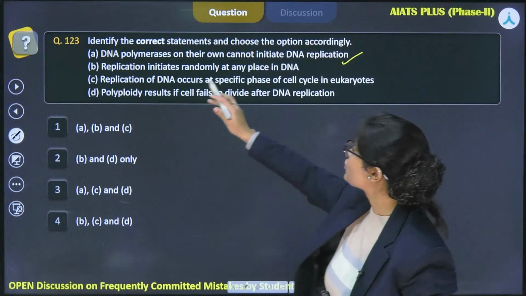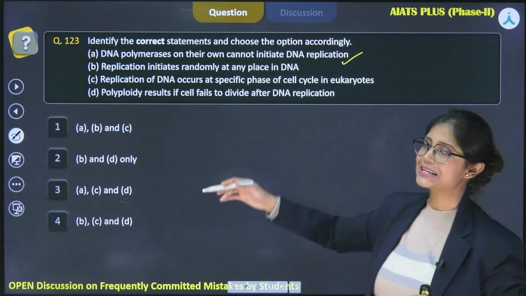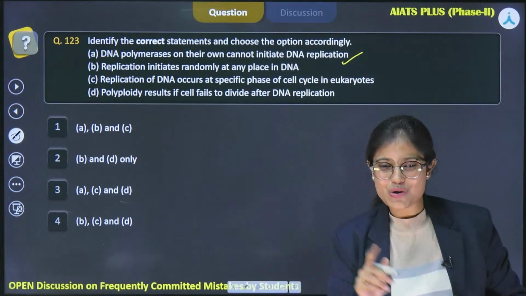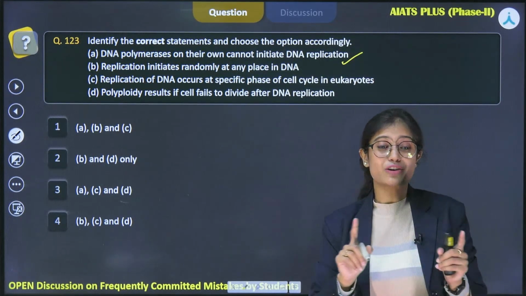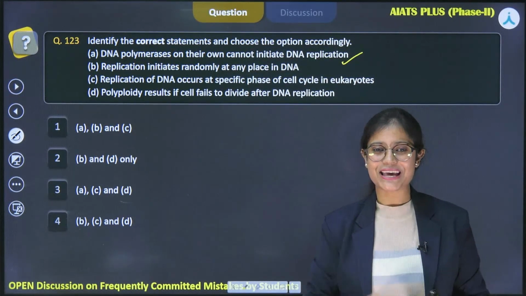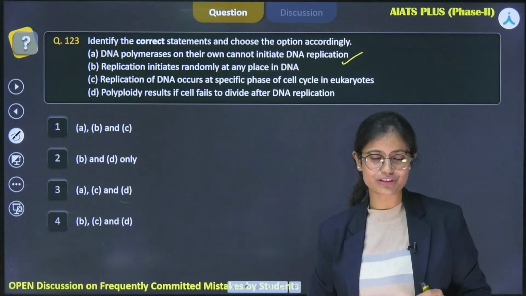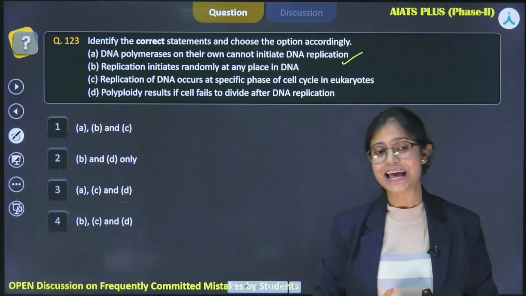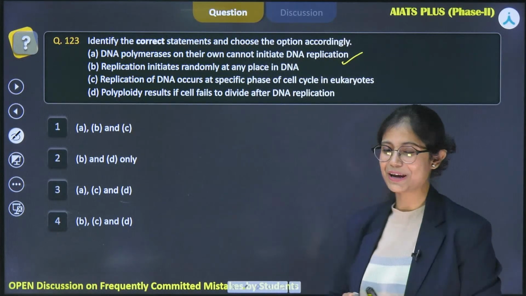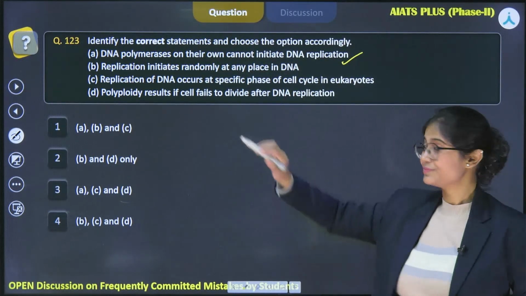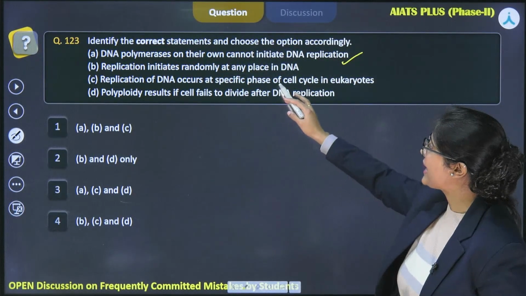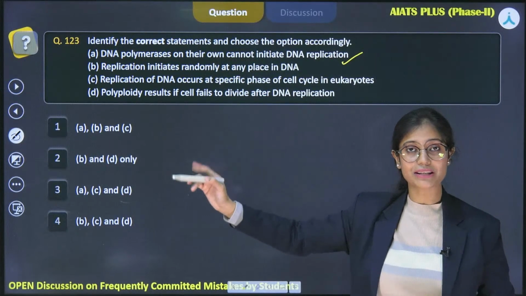Next one is, replication initiates randomly at any place in DNA. Arbina, no, you are incorrect. Those are not hydrogen bonds. Those are phosphodiester bonds. Yes, Bikram, Kormakar, absolutely true. Both DNA ligase and DNA polymerase are forming phosphodiester bonds. Very good. Now, next one is B. Replication initiates randomly at any place in DNA. So, no, this is not the case.